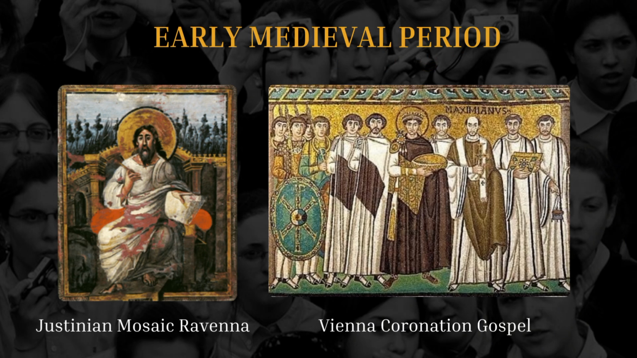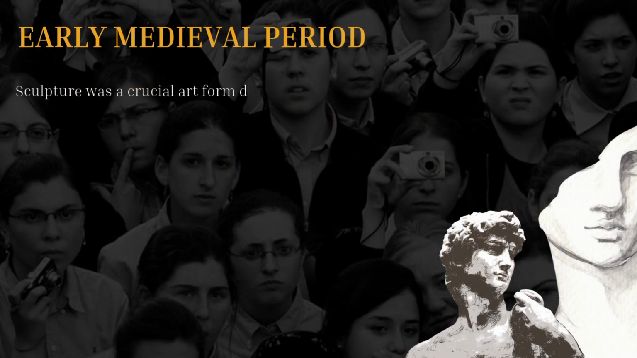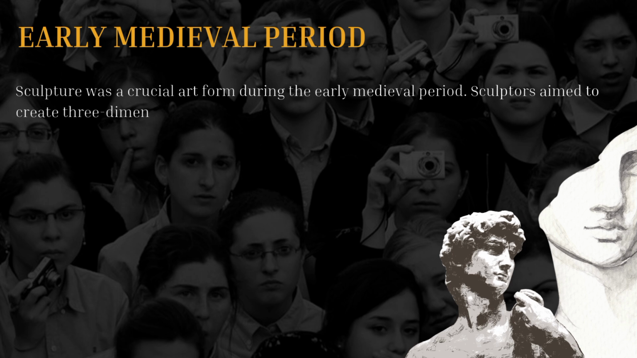The artists in this period focused on depicting saints and scenes in early classical art. They promoted the knowledge given from the Bible and made art dedicated to Virgin Mary and Jesus Christ. The artists designed the interior of the cathedral with fresco wall paintings and decorative elements. Sculpture was a crucial art form during the early medieval period.